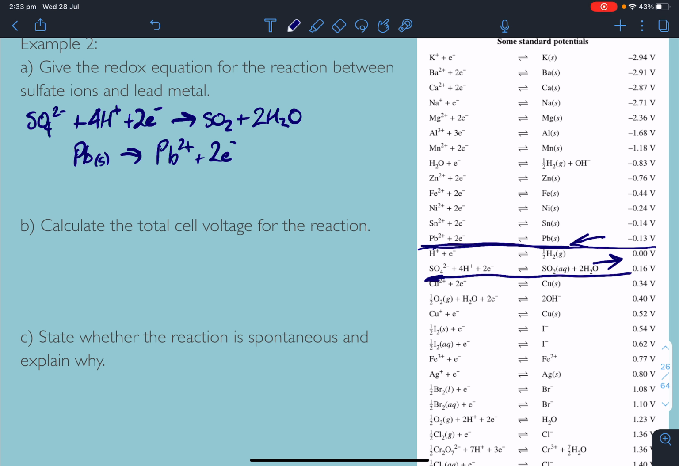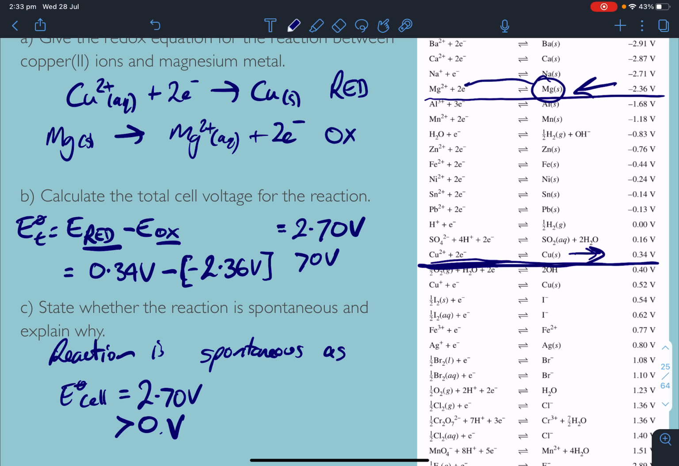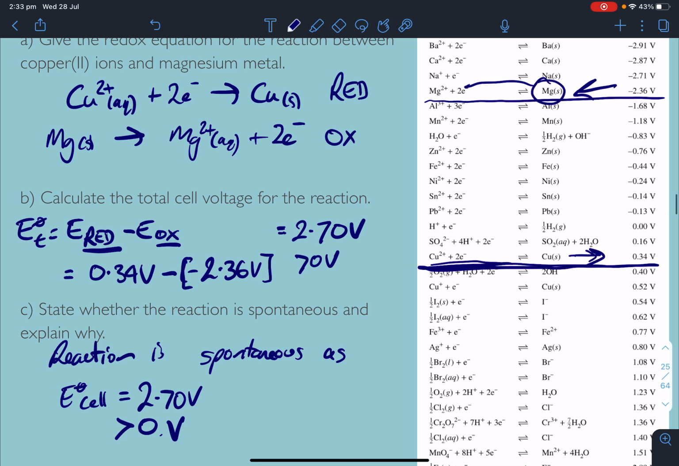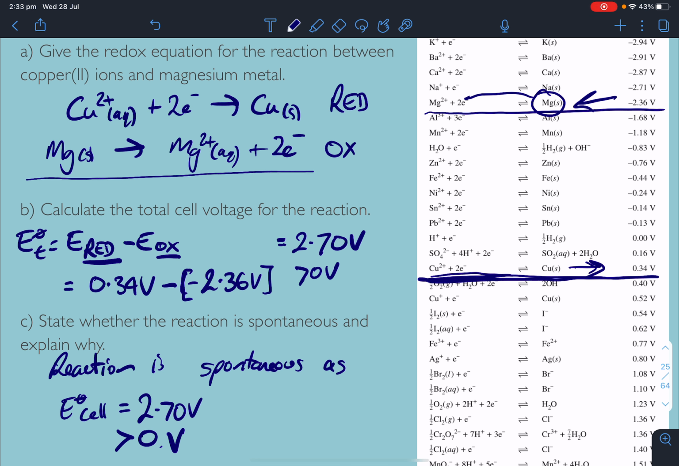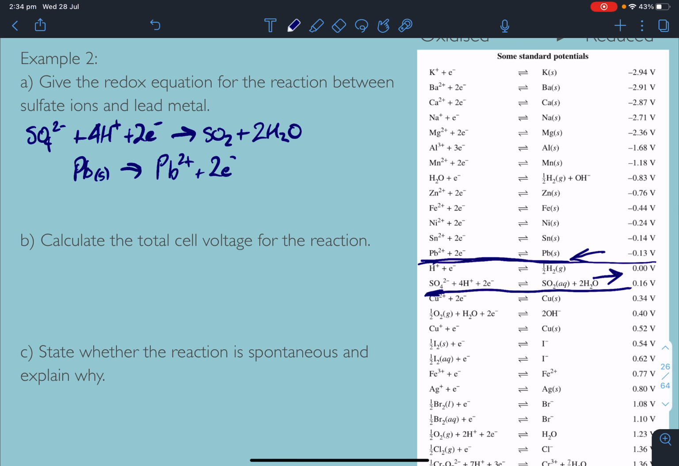Oh, did I give the full one? I don't think I gave the full one back here. That's okay. Should I get distracted now? Give the redox equation. I would have been marked down. With 2 being given and 2 taken, we can just add them together. What a duffer, I forgot it. So copper solid plus magnesium 2 plus aqueous. Okay, back to the one where we were. Sorry about the distraction.